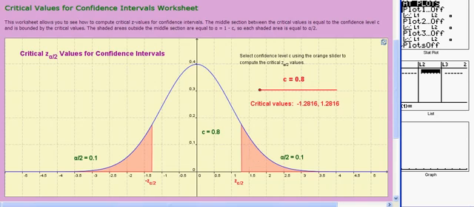Okay, so that's all I wanted to show you for how to use inverse norm to answer various kinds of questions involving normal distributions and standard normal distributions. I hope you found it helpful.